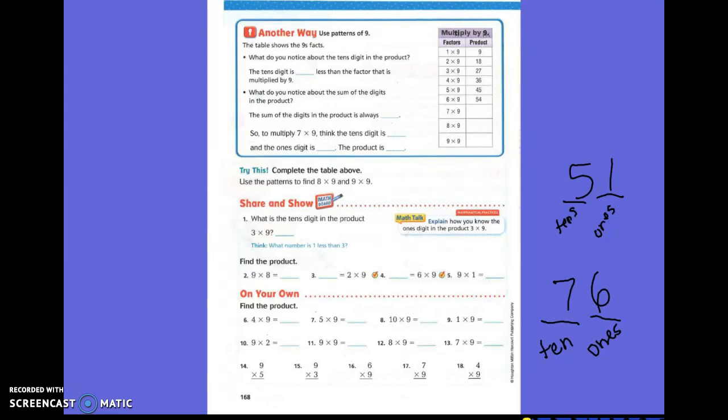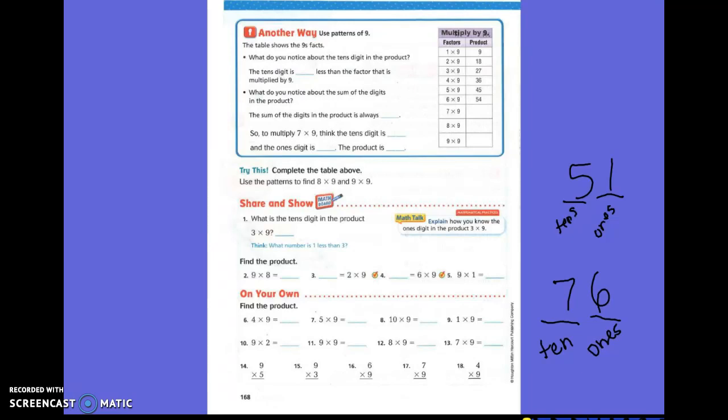Yes. 0 for the 9, because it's 0, 9. There's no tens place right there, right? Then you have 1 in the tens place, then 2 in the tens place, then 3 in the tens place, then 4 in the tens place, then 5 in the tens place. So it is going up by ones.